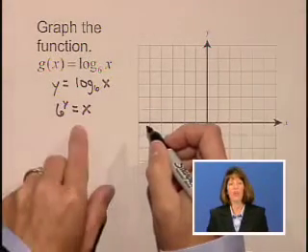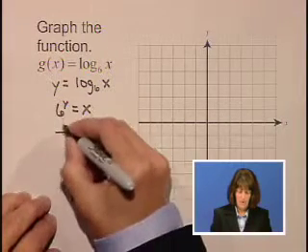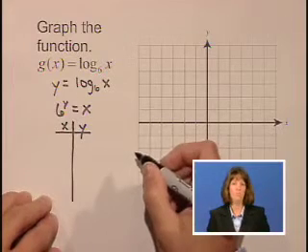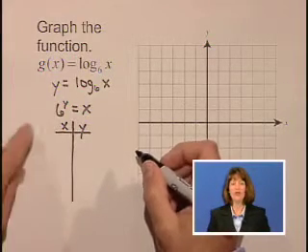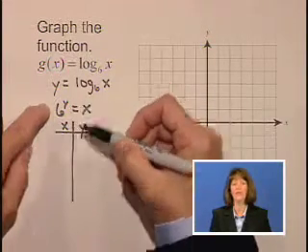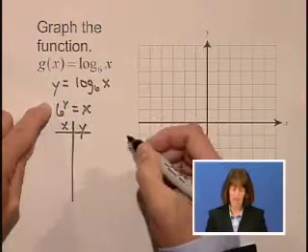Now let's generate some points within this equation, creating a t-table for values x and y. And here I'm going to choose to substitute y values. We can plug in either x values or y values. I'm going to choose to plug in y values this time.